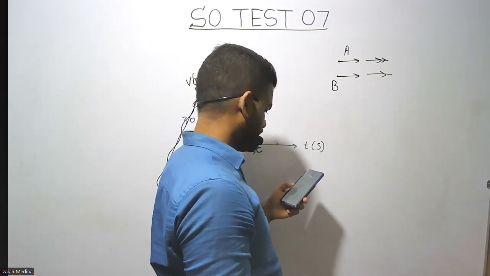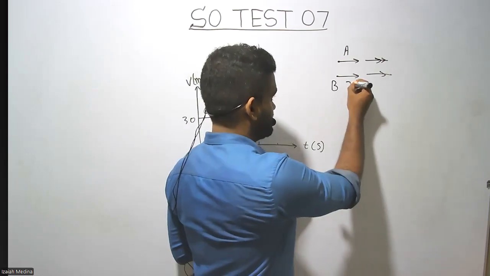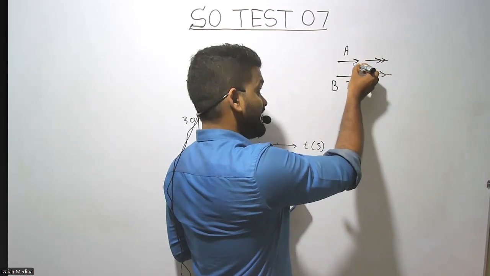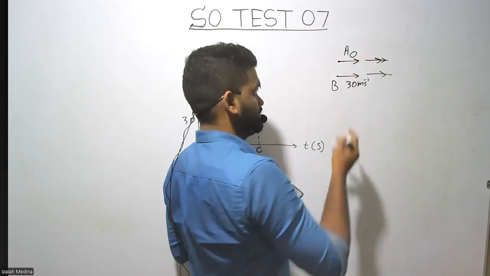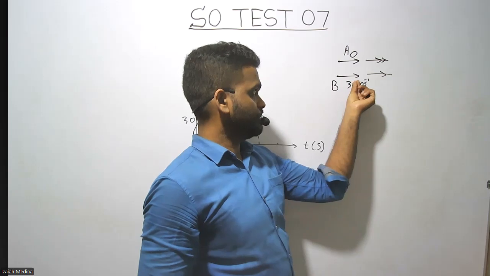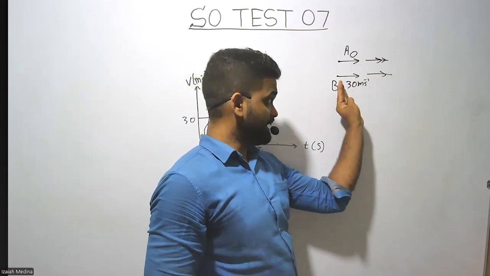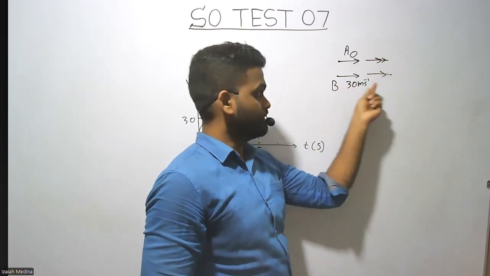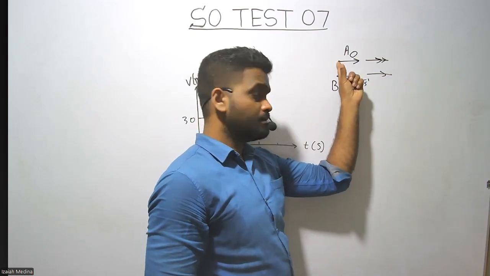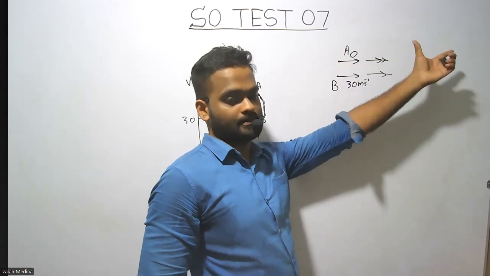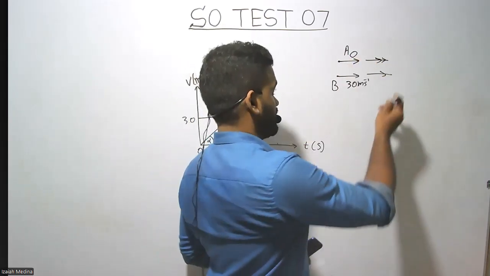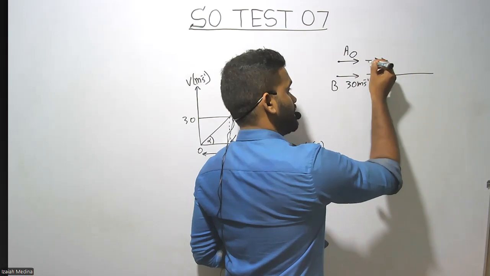So car B has a constant velocity of 30 meters per second, according to the graphs, right? A starts at rest. So what happens? Obviously, car B is in front of car A, right? Because it already has a velocity. A has zero velocity, but its velocity is gradually increasing, right? So car B is somewhere here.